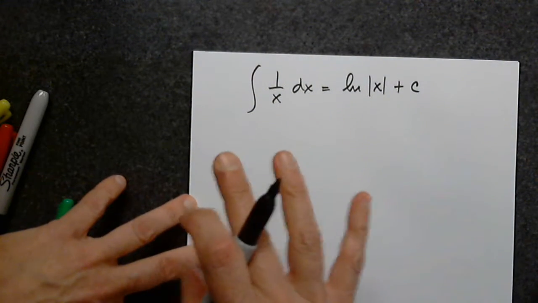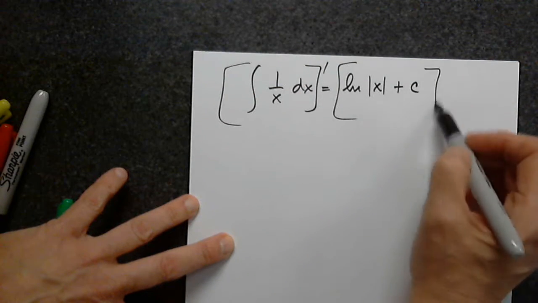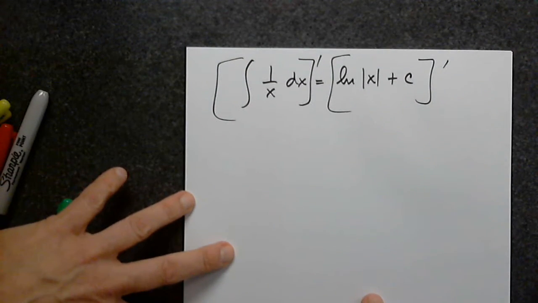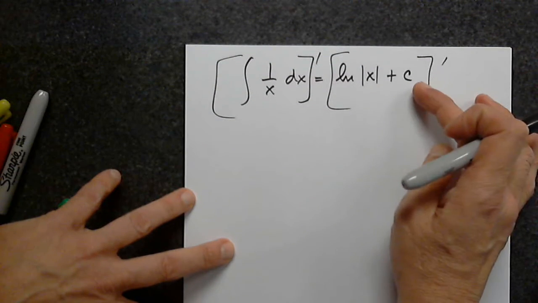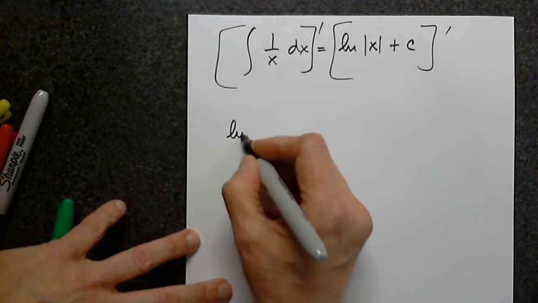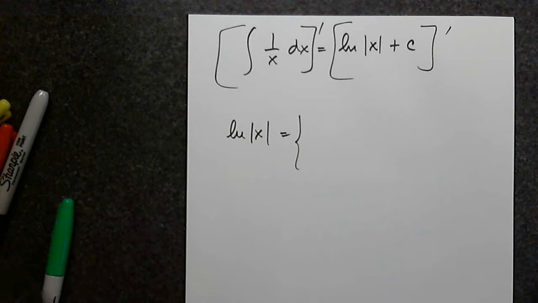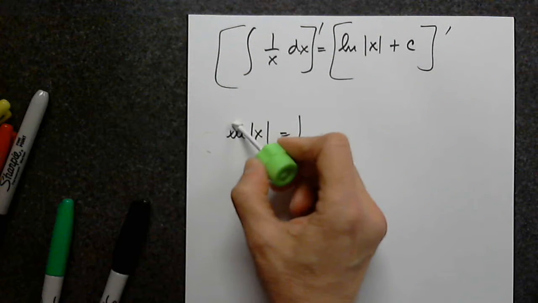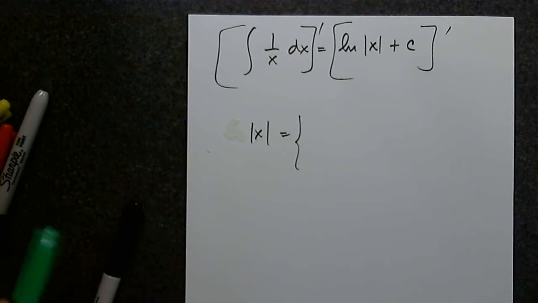Now I need to convince you that when I differentiate this side and differentiate this side, I get the same thing. It's clear that when I differentiate the constant, I get 0, but I want to show you this. Let's start with the absolute value of x first. What are the options for the absolute value of x? Just x or negative x.